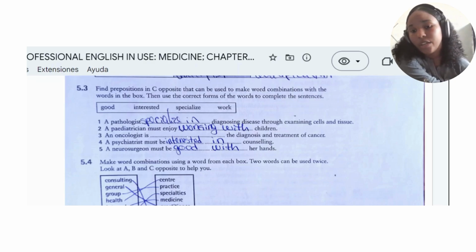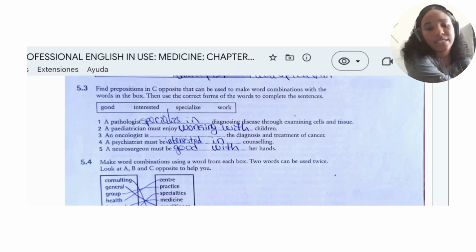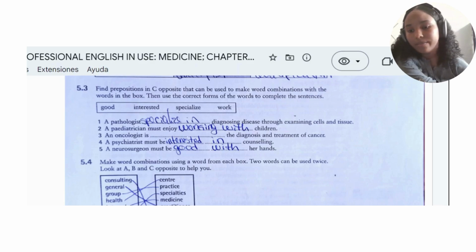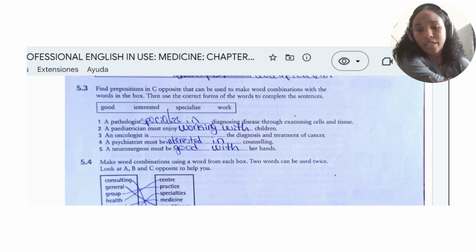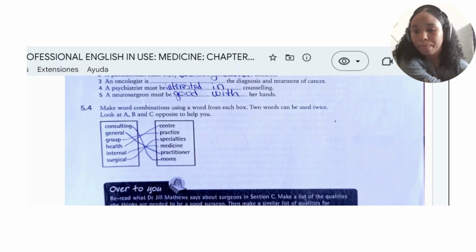3. An oncologist is specialized in the diagnosis and treatment of cancer. 4. A physiatrist must be interested in counseling. 5. A neurosurgeon must be good with her hands.